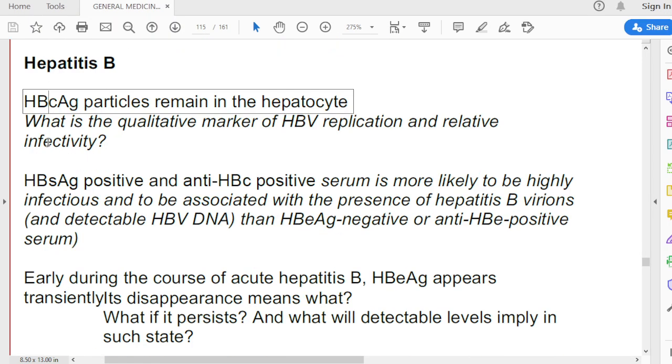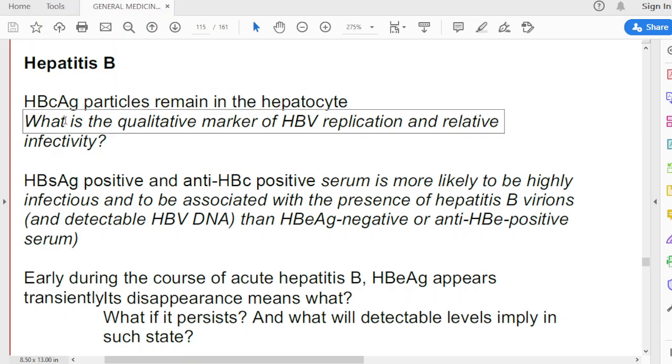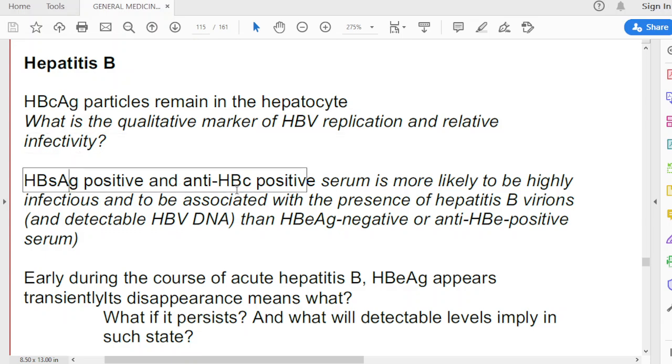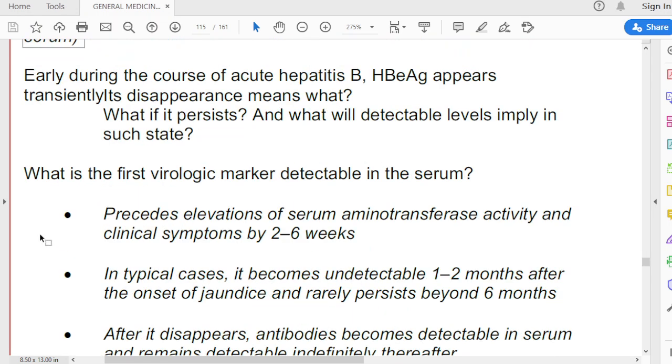Hepatitis B. HBsAg particles remain in the hepatocyte. What is the qualitative marker of HBV replication and relative infectivity? HBeAg positive and anti-HBc positive. HBeAg positive serum is more likely to be highly infectious and to be associated with the presence of hepatitis B virions and detectable HBV DNA than HBeAg negative or anti-HBe positive serum.